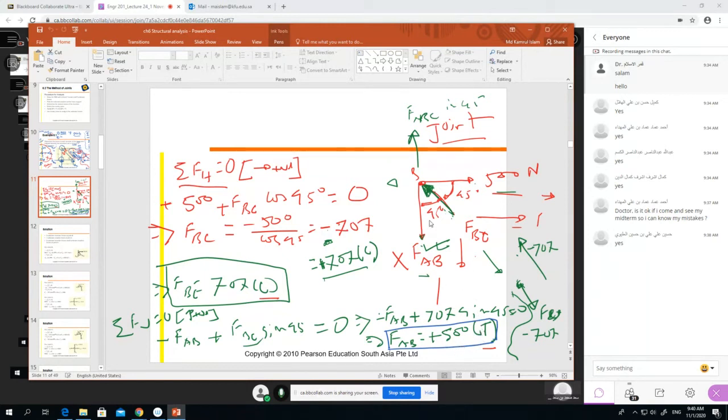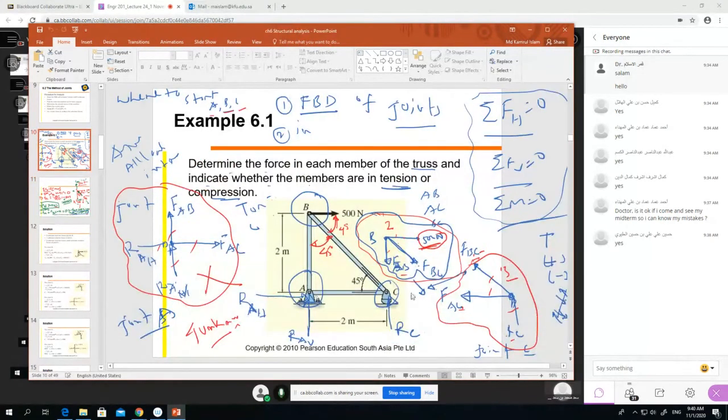So for joint B we had two members, and we got the result for both of them. BC was the compression, and AB was the tension. So this is the review of the problem. Now we will start the other joint. Let's do joint C. We can take the joint C now.